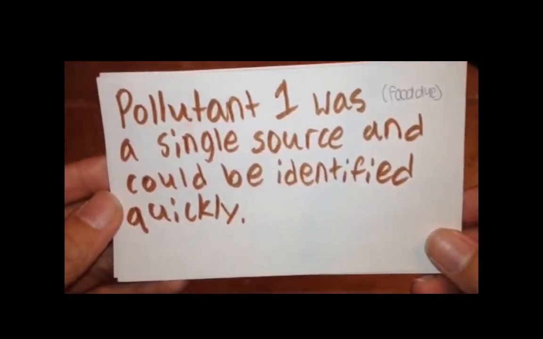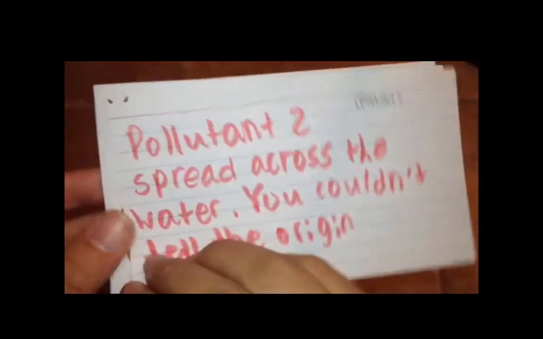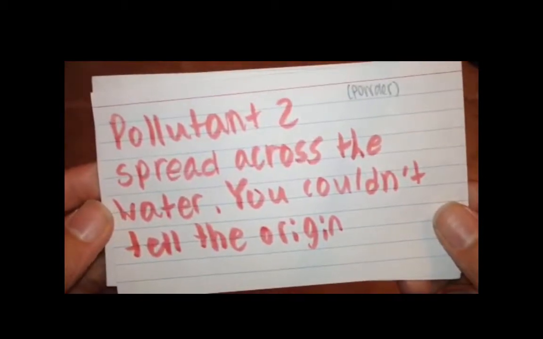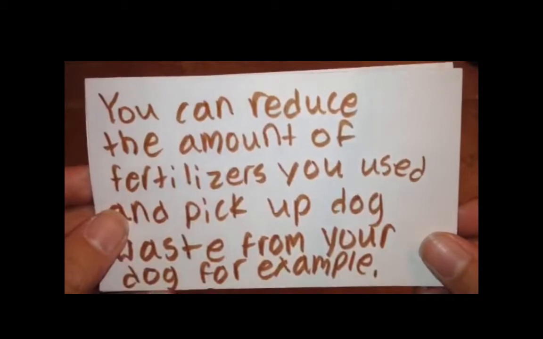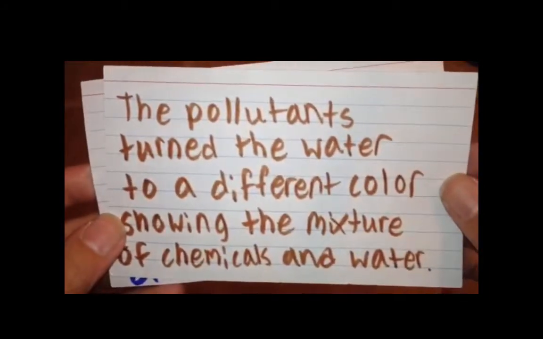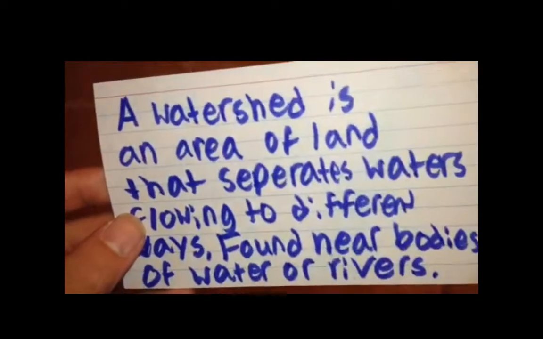Pollutant 1 was a single source and could be identified quickly. Pollutant 2 spread across the water. You couldn't tell the origin. You can reduce the amount of fertilizers you use and pick up waste from your dog, for example. The pollutants turn the water a different color, showing the mixture of chemicals and water.